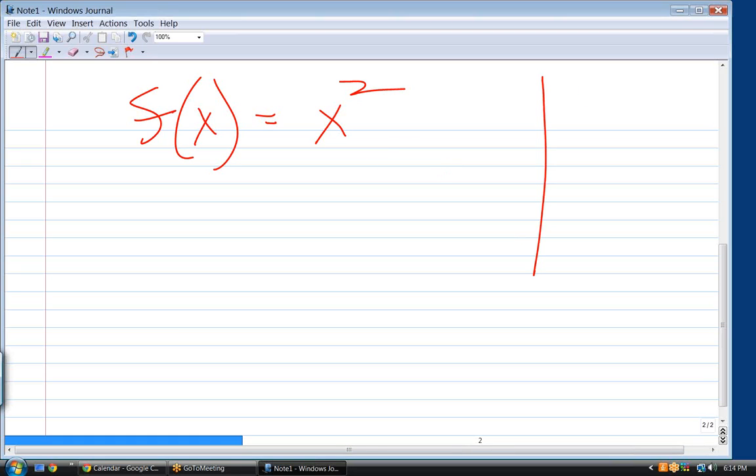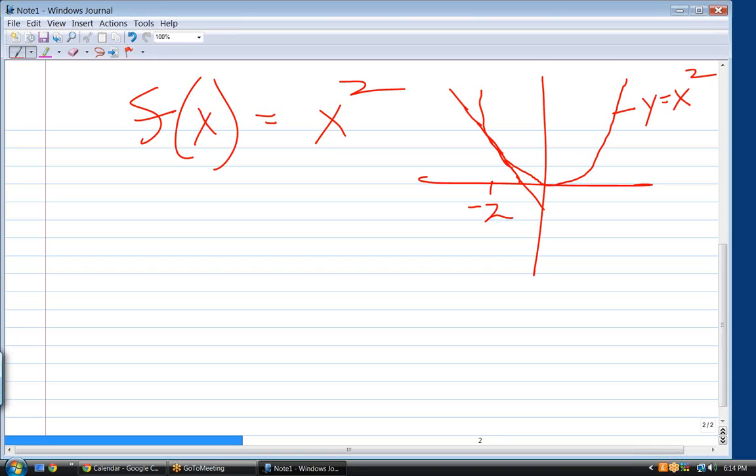If f of x equals x squared, what is the equation? Well, first of all, let me graph that. It's a parabola, vertex at 0, 0. What is the equation of the tangent line when x equals minus 2? In other words, what's the equation of that line? This is y equals x squared.